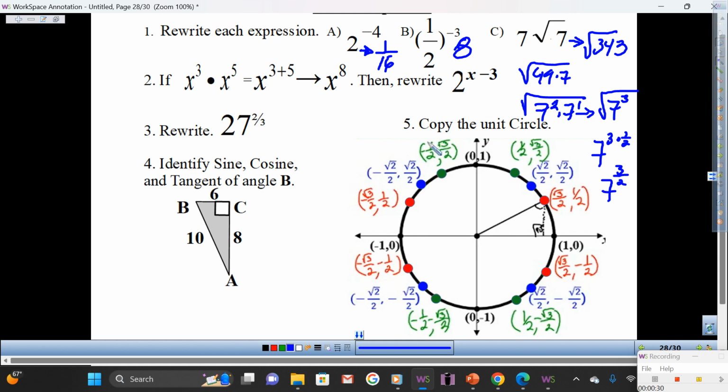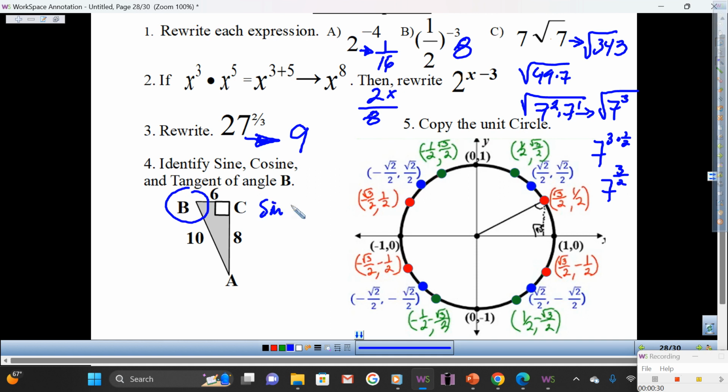All right, let's go to number 2. What'd you get for number 2? Christina. 2 to the x over 8. That is correct. How about number 3? What'd you get for number 3? Juan. 9 is correct. And now we are here with our angle B as a reference.